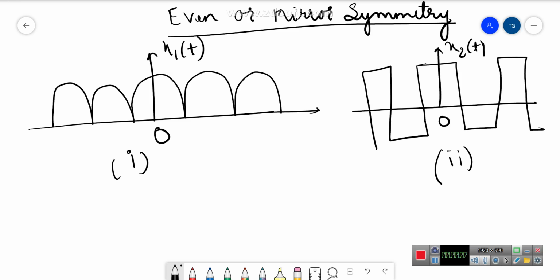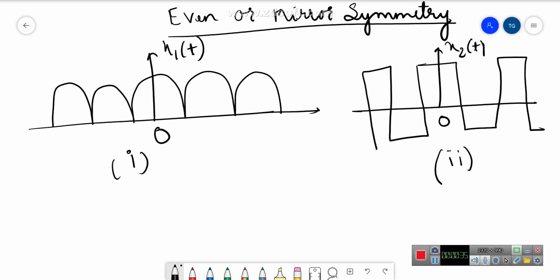In this video, we will discuss even symmetric functions, and we will evaluate the Fourier series coefficients for an even function. So, two examples of even function waveforms are shown here as waveforms x1 of t and x2 of t.